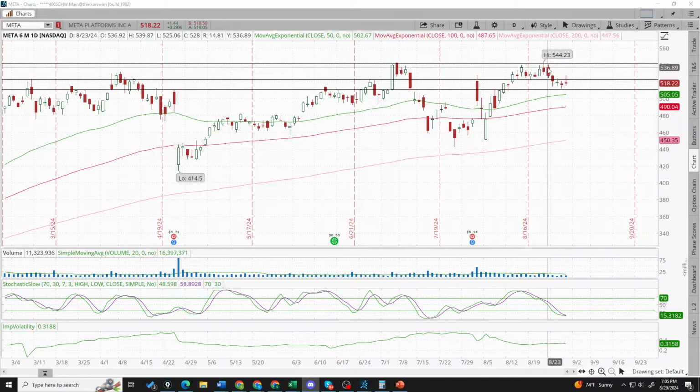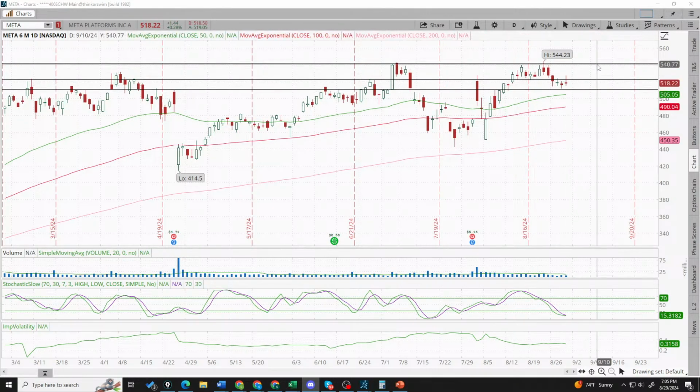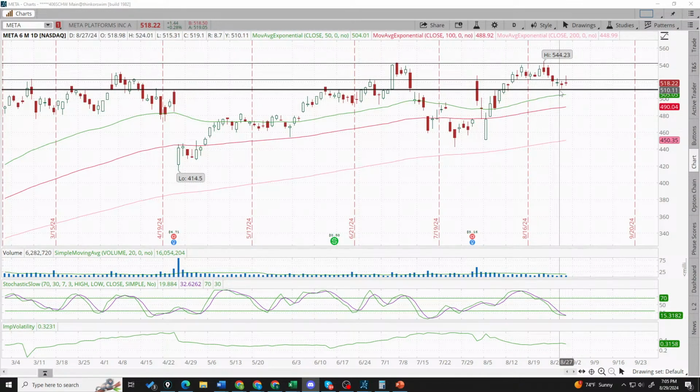What do we have? Cup and handle. Looking for first the handle, then the cup. I'm ready for Meta. I was chomping. I think, Miguel, did you say you bit? I was chomping at the bit. I was salivating. I need to take this.